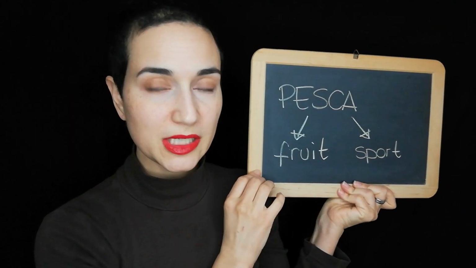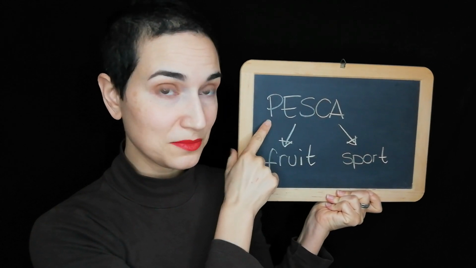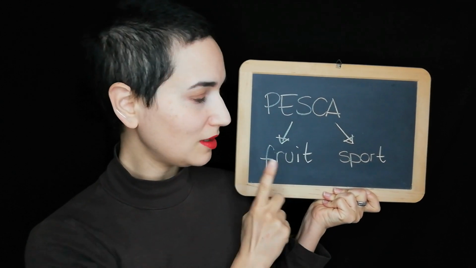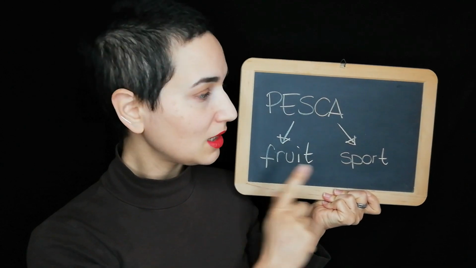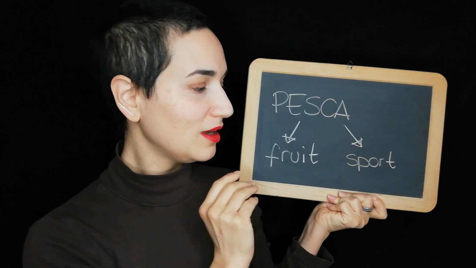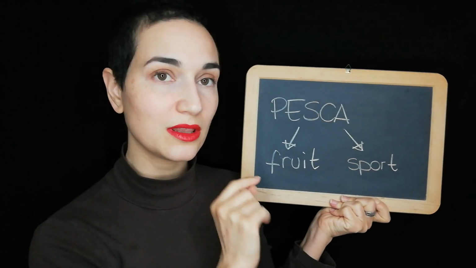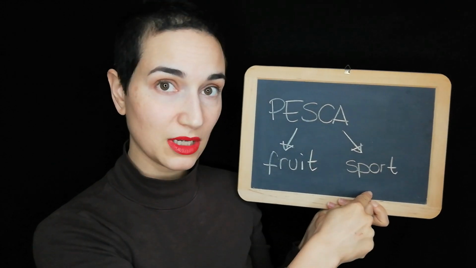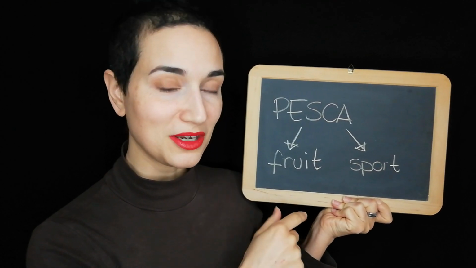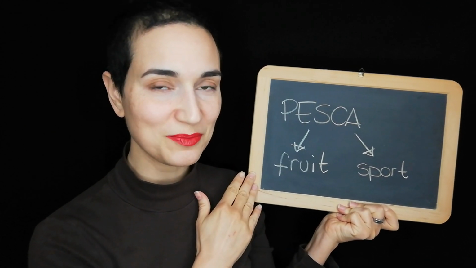The first word that we have is pesca, or pesca, because based on the way you pronounce it, it should be the fruit, pesca, or the sport, go fishing, pesca. And so I personally, in my area, we pronounce it with the closed E in both cases, pesca. But you will hear how it's pronounced in all the different parts of Italy. So let's go.